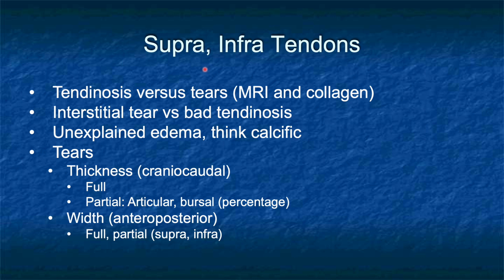When you think about these tendons, you think about trying to determine whether it's tendinosis or tears. Remember what I told you about MRI and collagen appearance and the changing signal with that. Remember we talked about interstitial tear versus bad tendinosis. We talked about when we see unexplained edema or fluid, we start thinking about looking for calcific tendinosis. And when we're describing tears, we describe them based on their craniocaudal thickness as full thickness or partial thickness. We say whether it is more on the articular side or bursal side, and indicate what percentage of the tendon thickness was involved. Then for the width, we say whether it's the full width of the supraspinatus, partial width of the supraspinatus, or full width of the supra and infraspinatus. Okay.